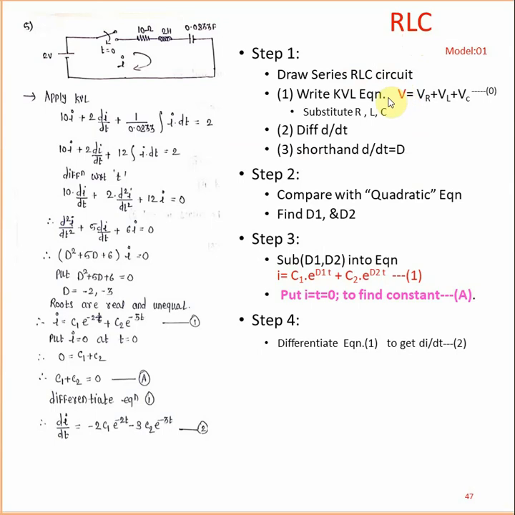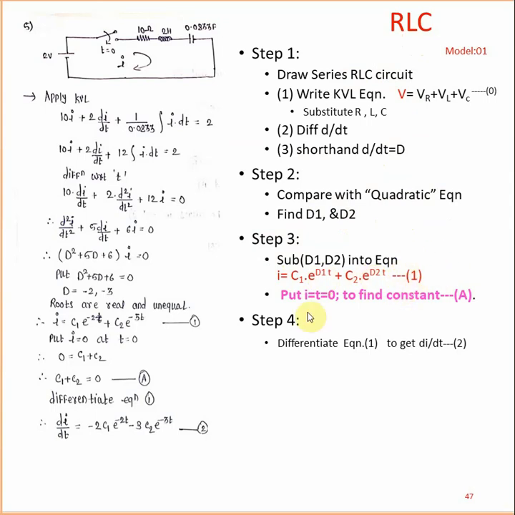Similar to that derivation step number 1, step number 2 of the derivation is to compare with the quadratic equation. What is a quadratic equation? Minus b plus or minus square root of b squared minus 4ac, divided by 2a. So compare the quadratic equation with that equation and find what d1 and d2 are. Once the d1 value and d2 value are found, step number 3, substitute the d1 value and the d2 value. So this is equation number 1.